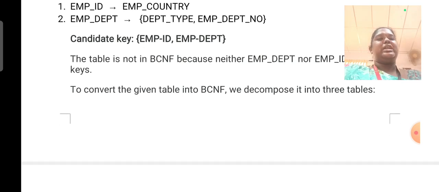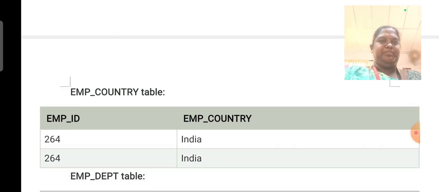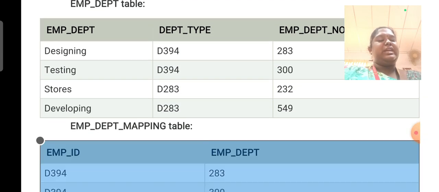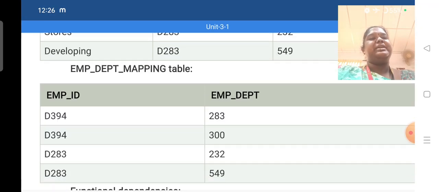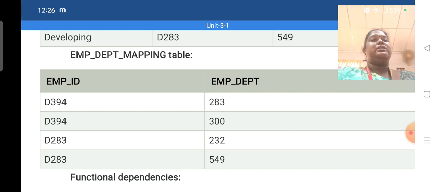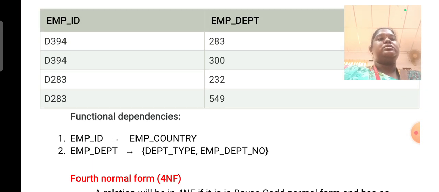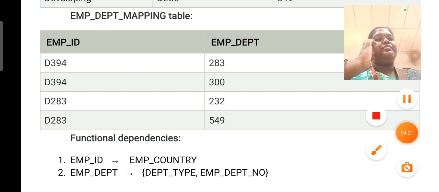We are going to decompose the given table, the same as in 3NF, into a maximum of 3 and a minimum of 2 tables. Employee country is one table: employee ID, employee country. Employee department is the next table, and then employee department mapping is the third table. This is BCNF: employee ID tends to country, and department tends to department type and department number.